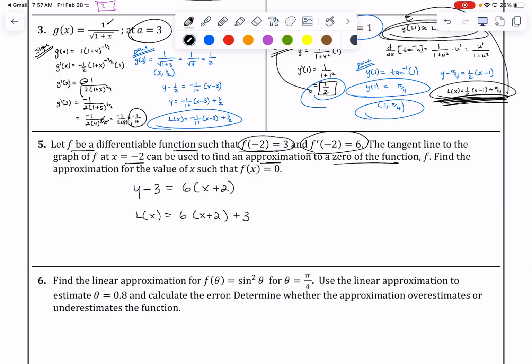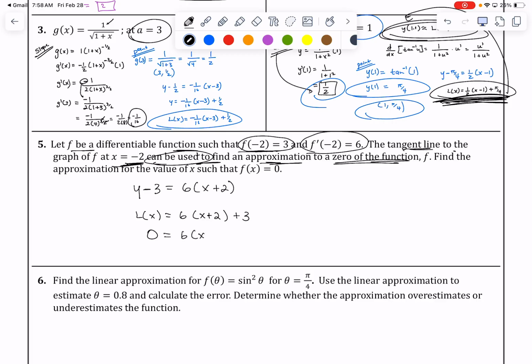Now what do they want us to use this for? It says the tangent line to the graph at negative 2 can be used, so it's saying it can be used to find an approximation for the 0 of a function. What's the 0 of a function? When it crosses the x-axis. What do you do when you want to see if something crosses the x-axis? You set it equal to what? So you're going to set the tangent line equal to what? 0. So you're going to set this equal to 0 and solve.